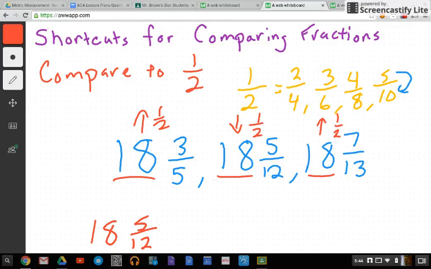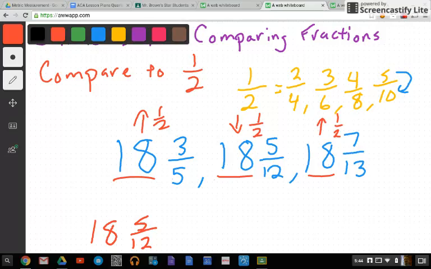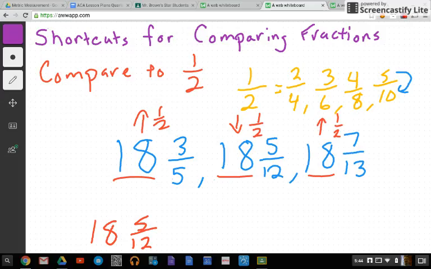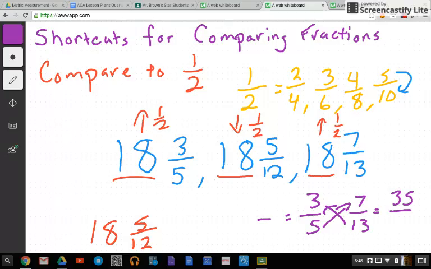Now, if you can't look at it and see it the way I can, the other thing that you could do is take 3/5 and 7/13 and find your common denominator by cross multiplying. So here we go. If I needed to compare these this way, 5 times 7 is 35. 3 times 13 is 39. And 5 times 13 is 65.